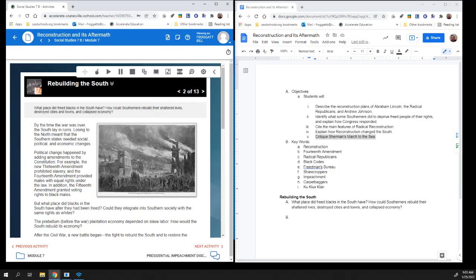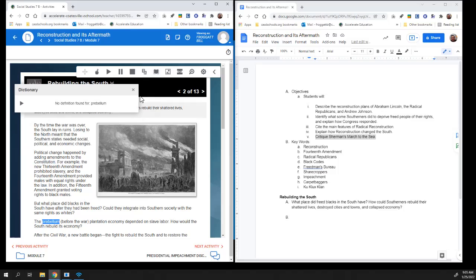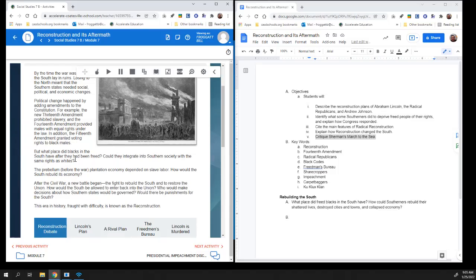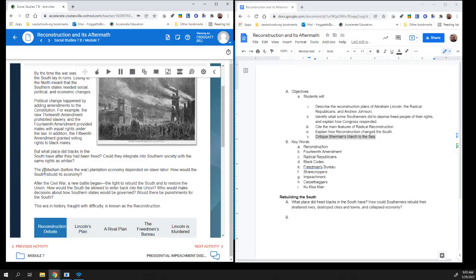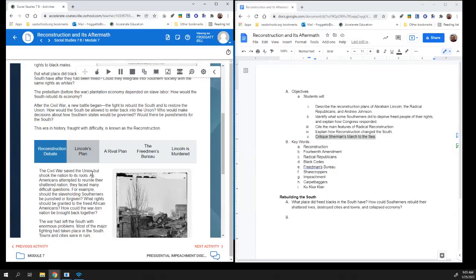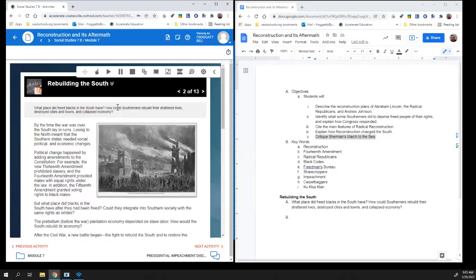Ooh, here's a word, pre-bellum. Pre in it tells us before. Ooh, no definition found for pre-bellum. So I guess I just stumped my own computer. That's a fun thing. When that happens, Noah, have fun with it. Go with it. So pre-bellum is before the war. Here it is. Anyway, you could take notes on this. But anyway, let's see here.